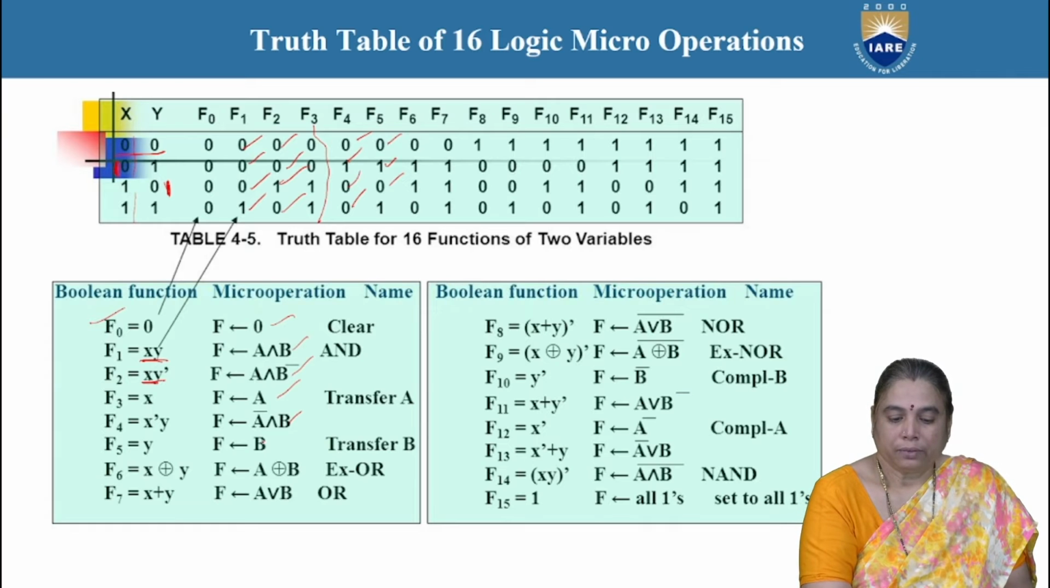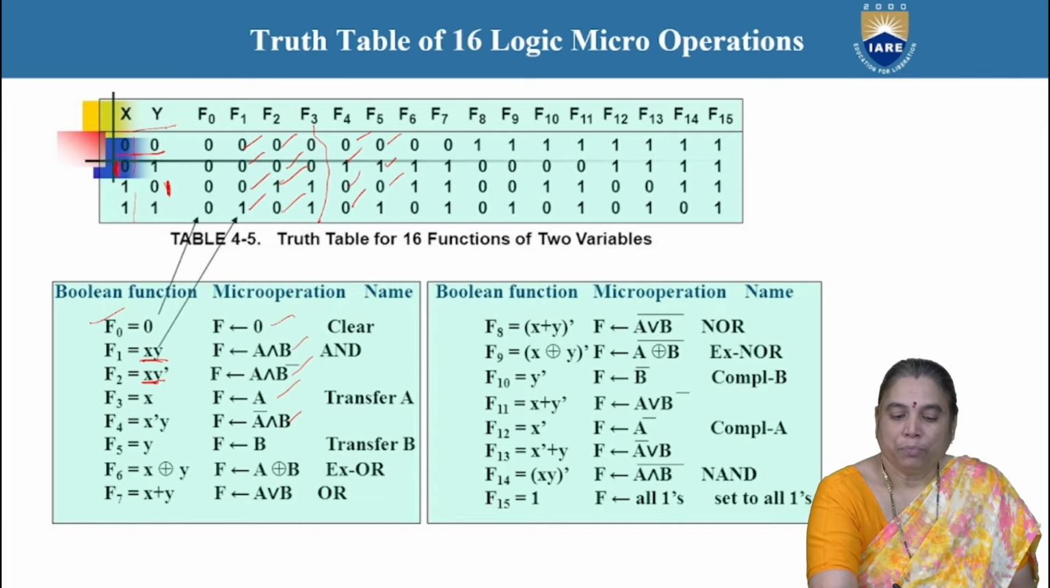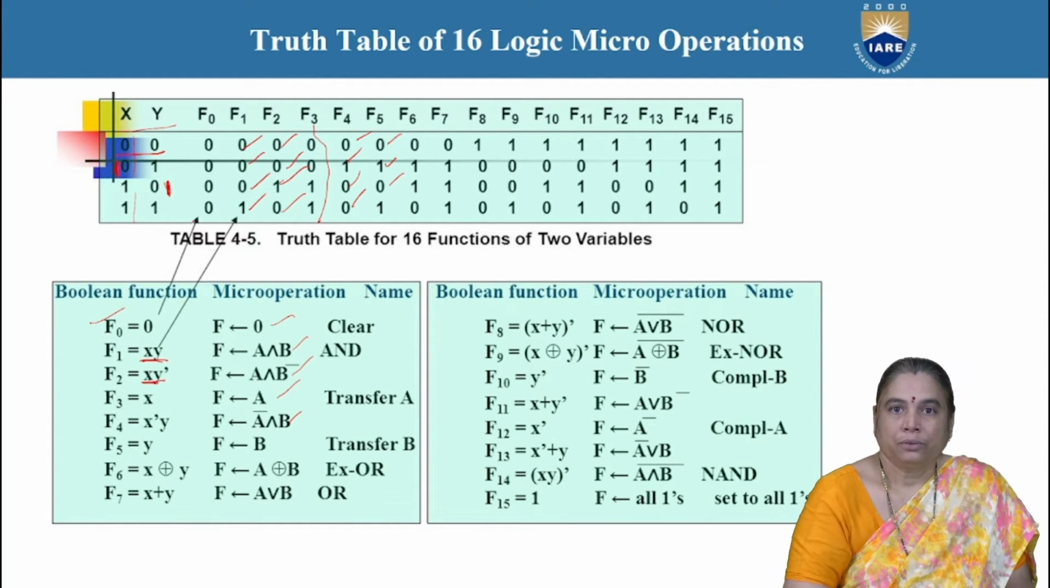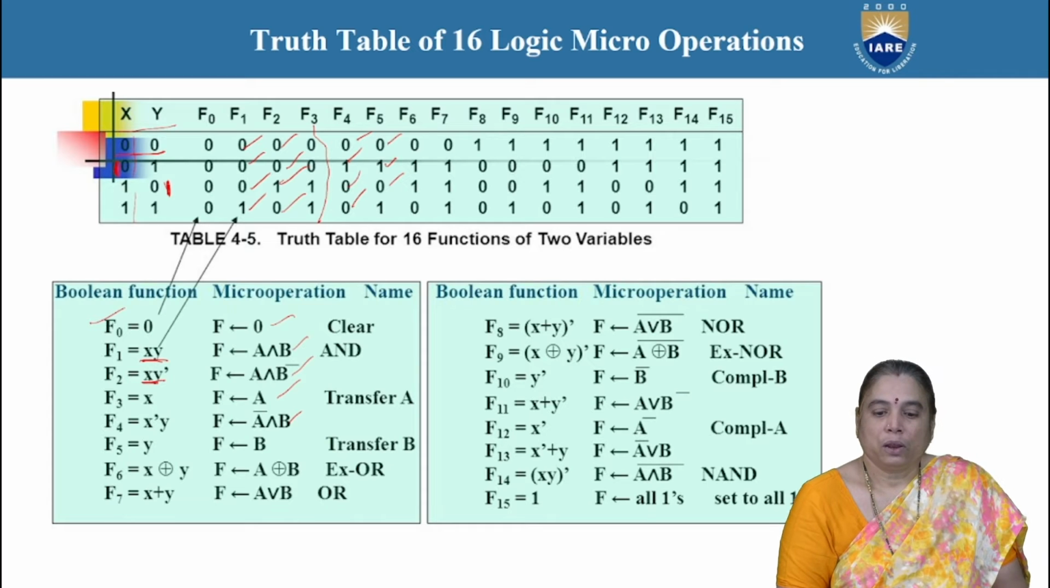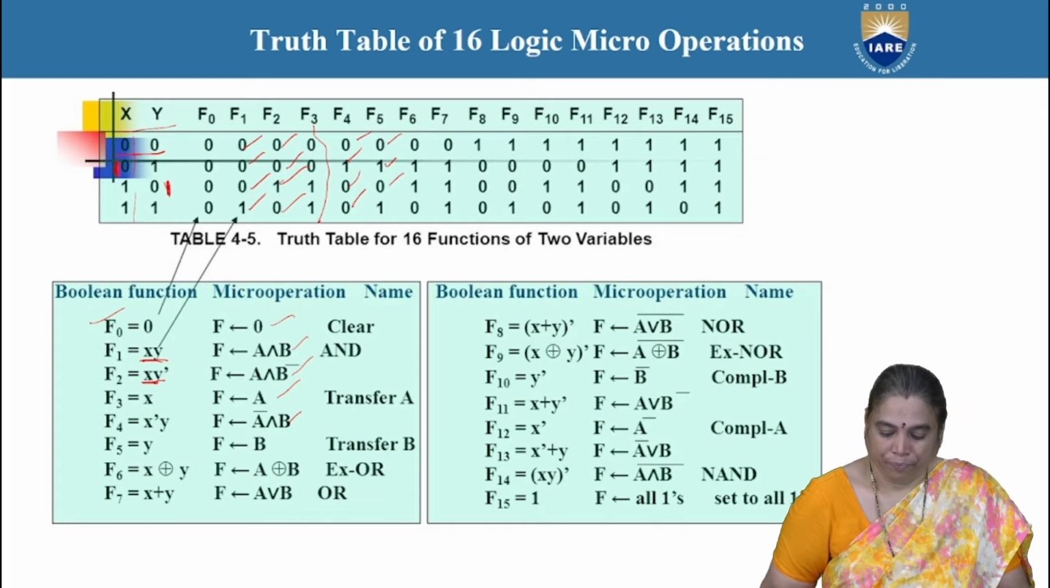Like this, the truth table has to be worked out for the 16 logical micro operations we discussed, by taking the inputs X and Y with 4 possible binary combinations 0 0, 0 1, 1 0, 1 1. So this is the truth table of the 16 logic micro operations.